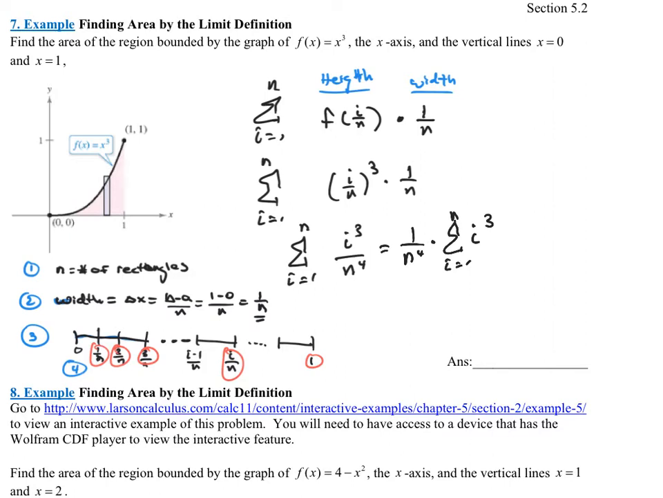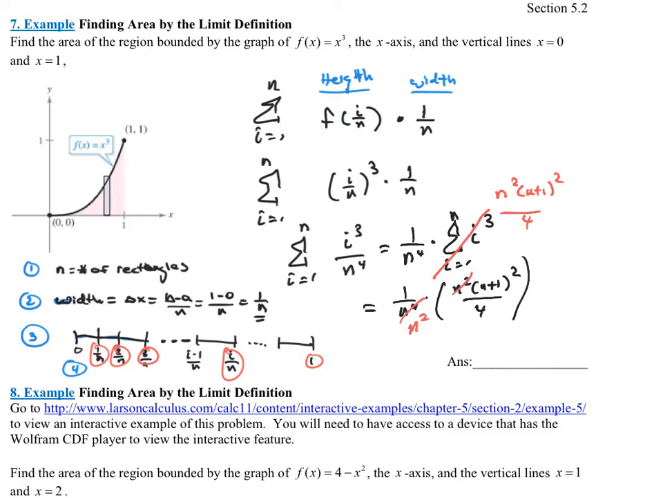We started off having the formulas for the sum of i cubed. So this was given to us on the first or second page of these notes. We know that the sum of the cubes is n squared times (n plus 1) quantity squared all over 4. So this is the same thing as 1 over n to the 4th times n squared times (n plus 1) squared all over 4.